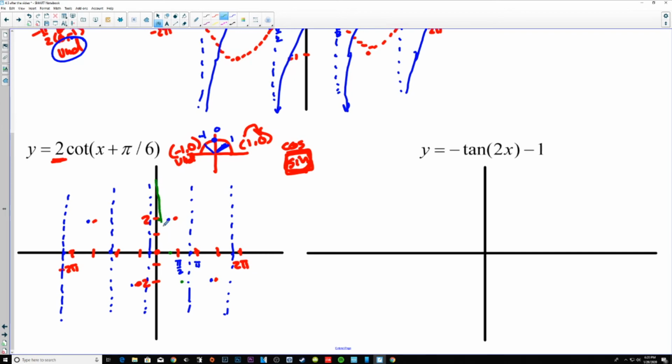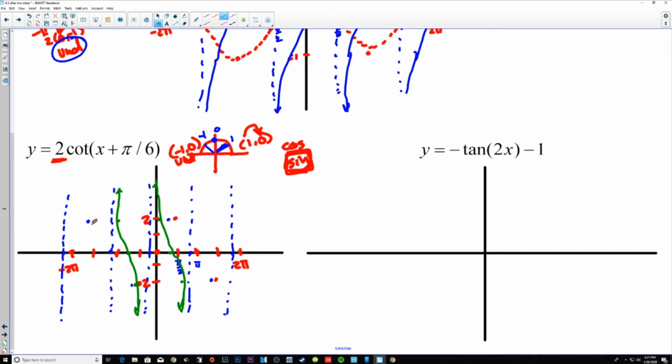And then it curves like tangent. It's upside down from tangent. So it's like this, and then another one. I need halfway between the blue. Let's call it there. Halfway between that, halfway between that. We'll call it that right there. So this is cotangent, another period of cotangent.